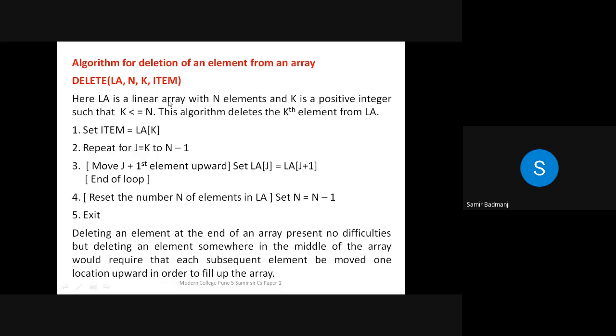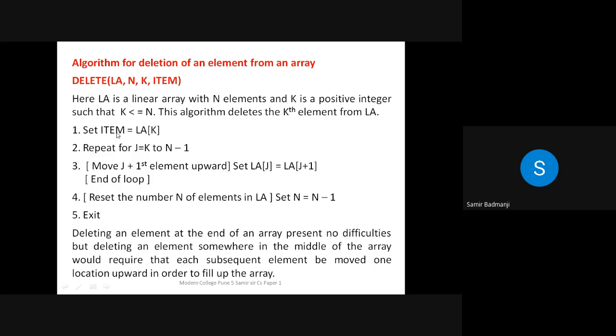If you don't write this, then there are chances for cutting the marks. LA is a linear array with n elements and k is a positive integer such that k is less than or equal to n. Means what? K is a positive integer. It will lie from 0 to n, so somewhere in between that element will be there. And this algorithm deletes the kth element from LA.